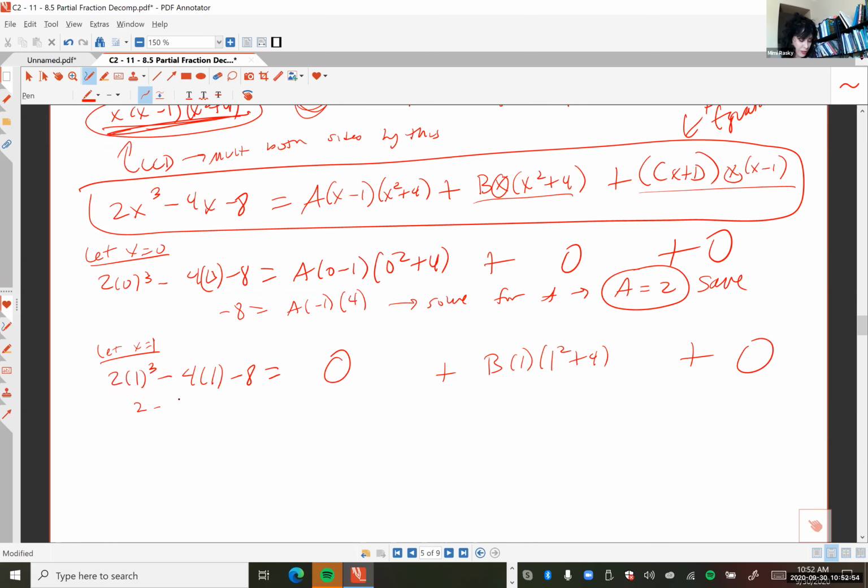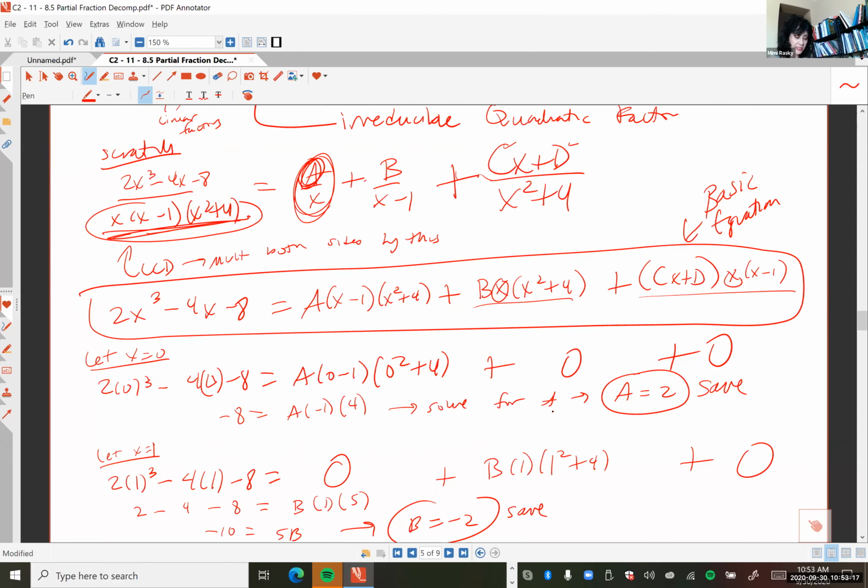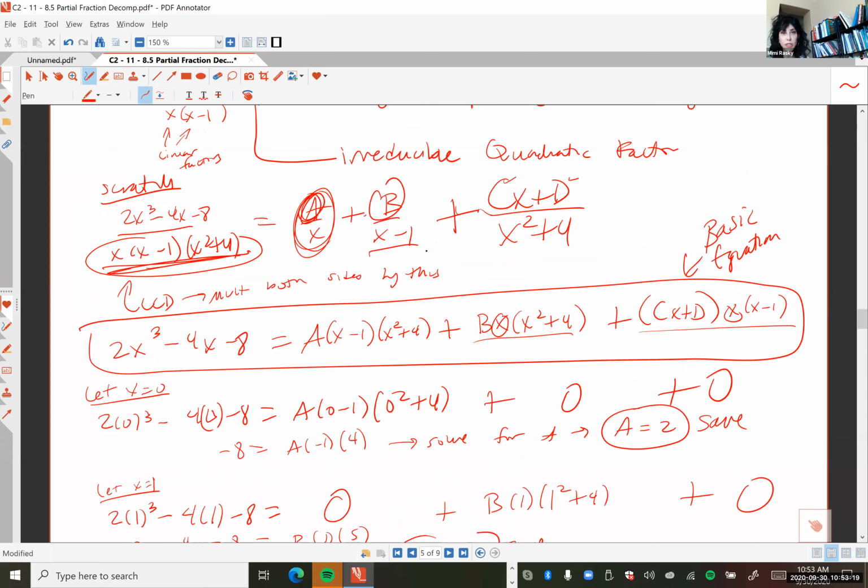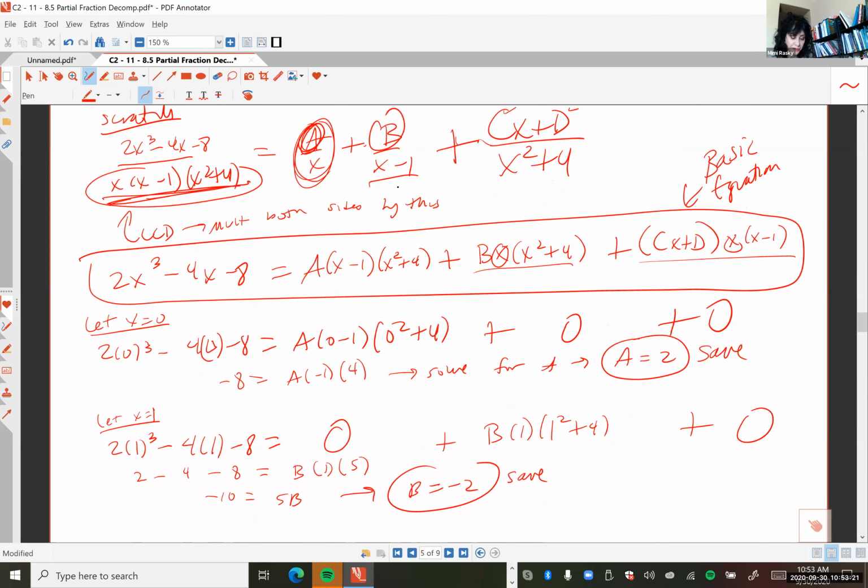So what do I have? I have 2 minus 4 minus 8 is equal to B times 1 times 5. Do some arithmetic here, and this is where a lot of mistakes can occur, of course. I think the left-hand side is negative 10, and then this is 5B. And if I solve for B, I get B equals negative 2. Save that for later, because he's going to be the numerator for the x minus 1 denominator. Okay, fine.